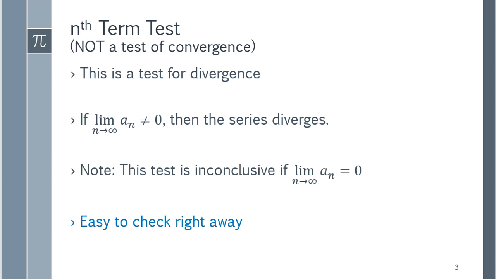What it is, we look at the terms that are being added up, and if the limit as n goes to infinity of those terms is not 0, then the series must diverge. If the limit as n goes to infinity of those terms is 0, it actually doesn't tell us anything. It might converge, it might diverge, we don't know. So this doesn't tell me if something converges, it just tells me that something must diverge.